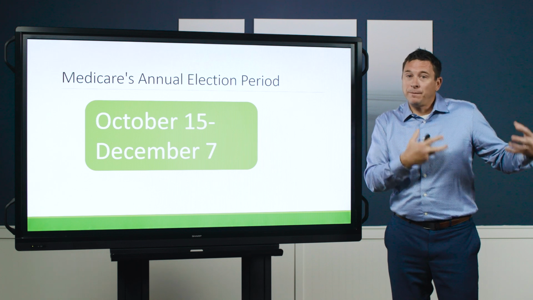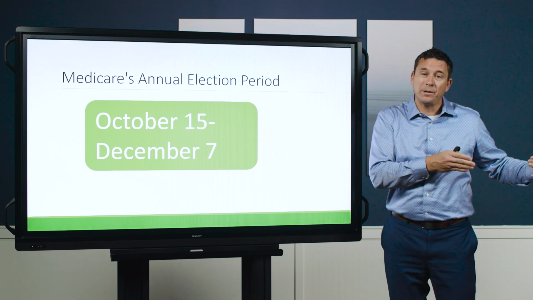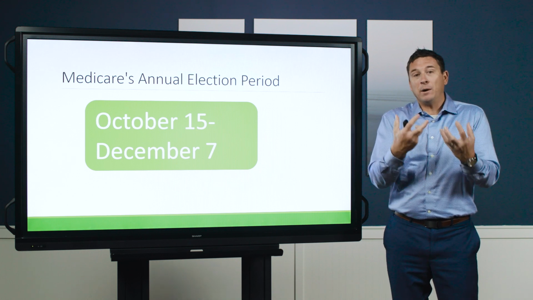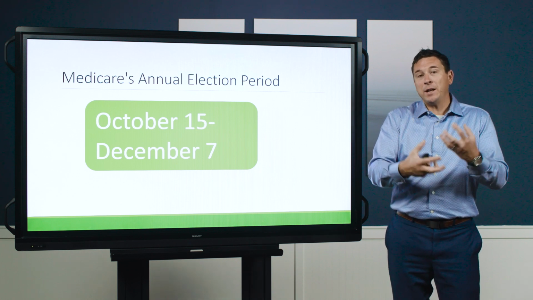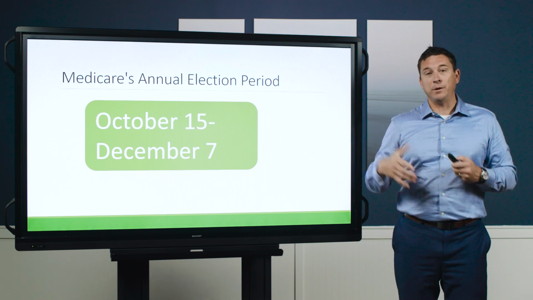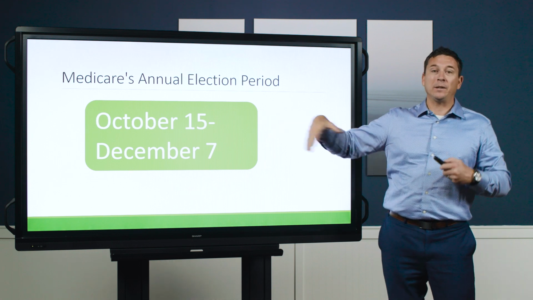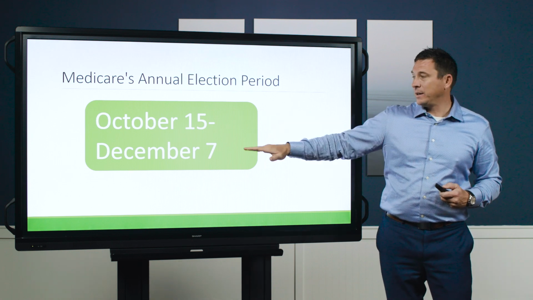Now, come October 1st, we are able to talk with you about the coming year's plans. Come October 1st, we can begin to dialogue about what coverage you have, how it's changing going into next year, and if you have other options that may be better for you for the next year. But we cannot take enrollments until the 15th, and we can continue to take enrollments until December 7th.